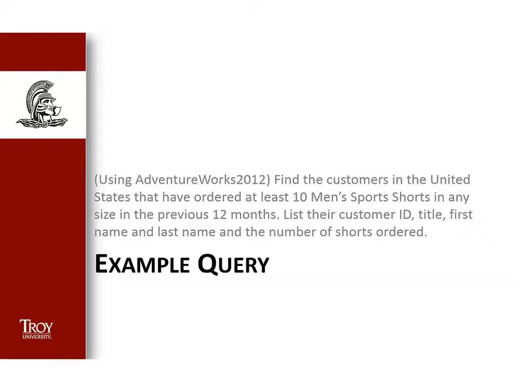When we ask for some clarification, we might obtain, for example, the specific columns that the end user is expecting to see. So the query might change to finding the customers in the United States that have ordered at least 10 men's sports shorts in any size in the previous 12 months. And we need to list their customer ID, title, first name, last name, and the total number of shorts ordered. Let's work through this example step by step.